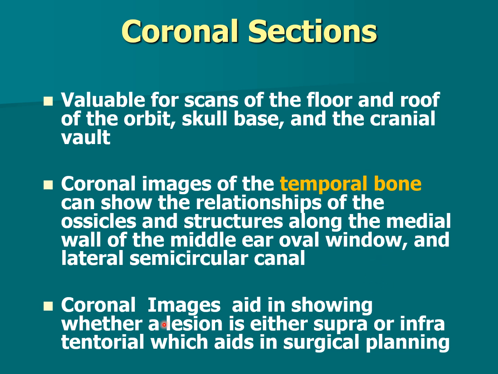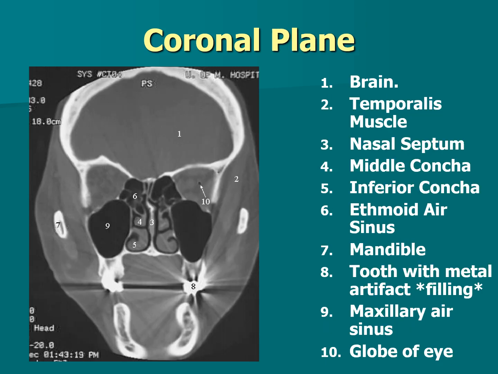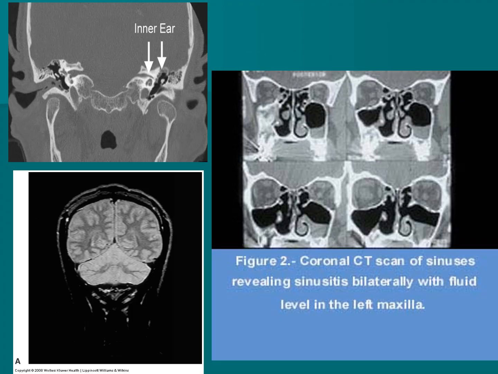Coronal images aid in showing whether a lesion is either supra or infra the tentorial area, so we can see if it's above or below the tentorium if we do coronal images. This is an example of a coronal image, where you can see the whole sinuses outlined, artifacts and fillings in the teeth, but it just gives you a different presentation by doing a coronal plane.